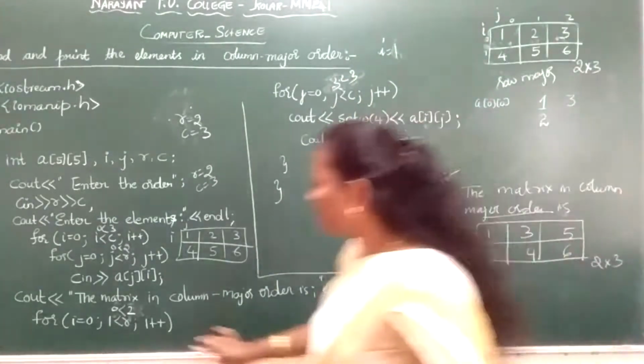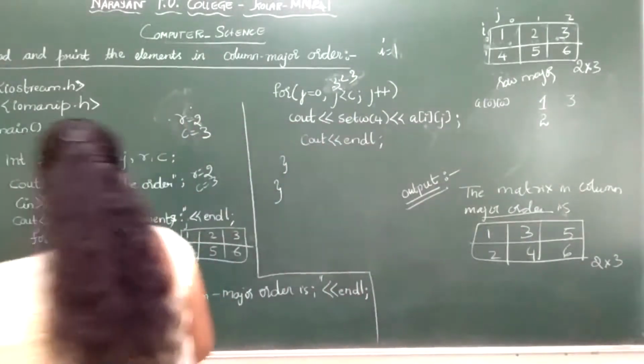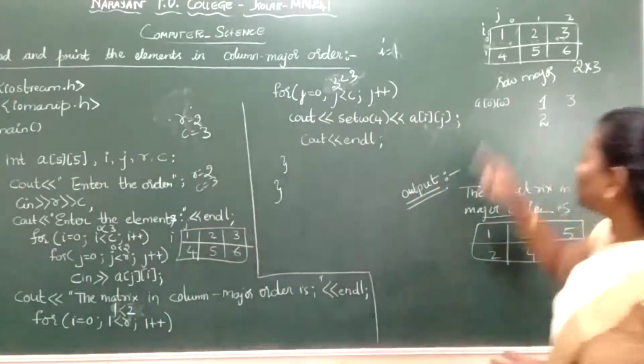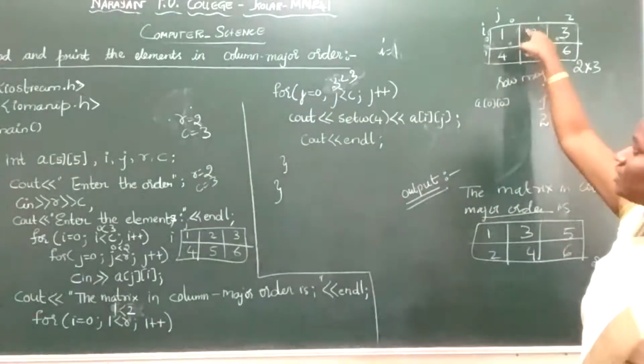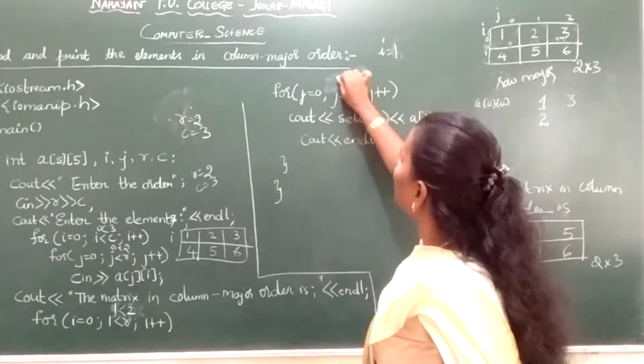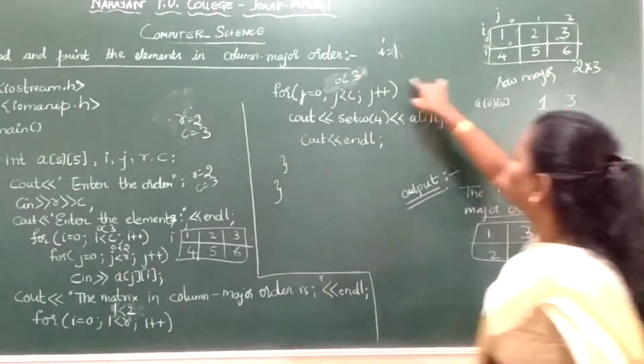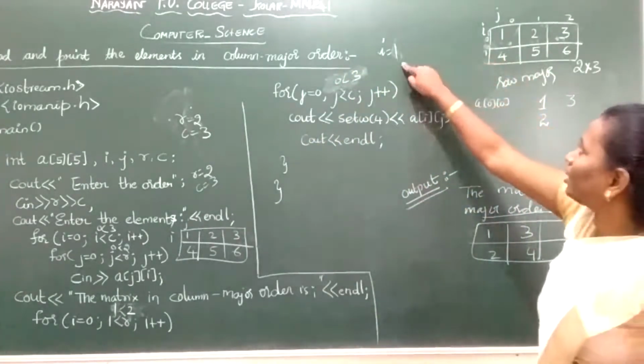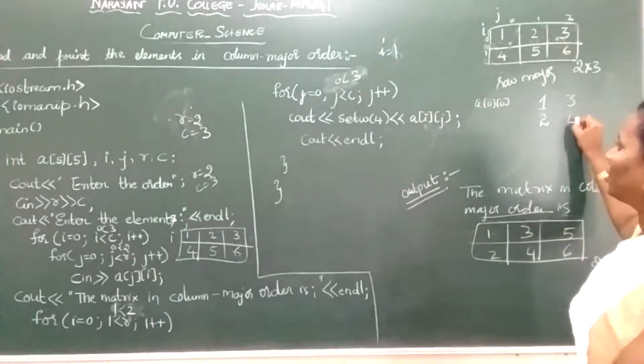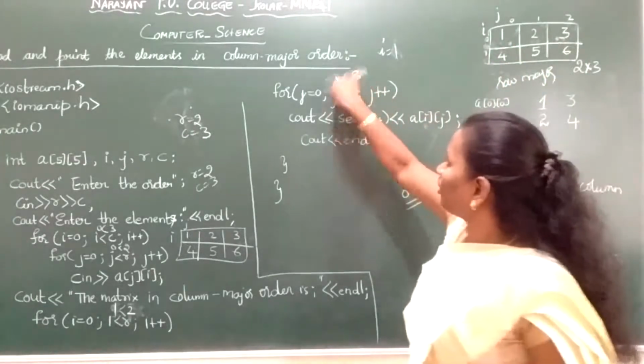The condition fails. Now I value will be incremented to 1. 1 is less than 2, yes, the condition is satisfied. What is A of 1 and j value? Again it will be 0. 0 is less than 3, yes, the condition is satisfied. Now here I value is 1. A of 1 and 0 I have 4. Next, again j value gets incremented to 1.